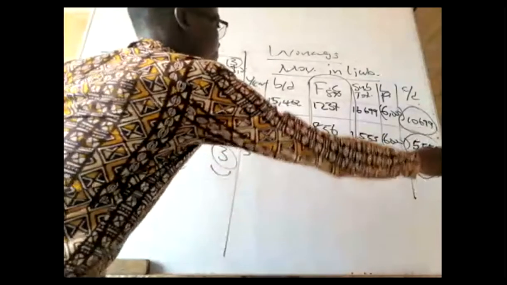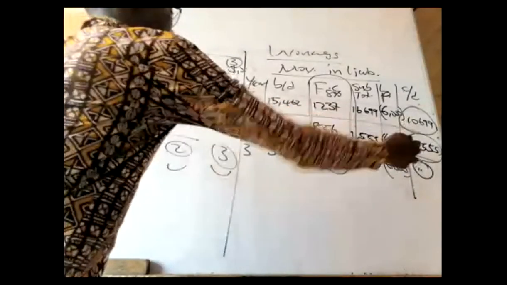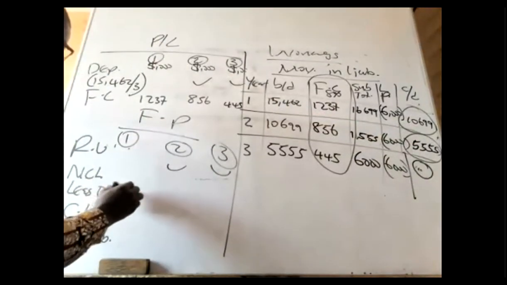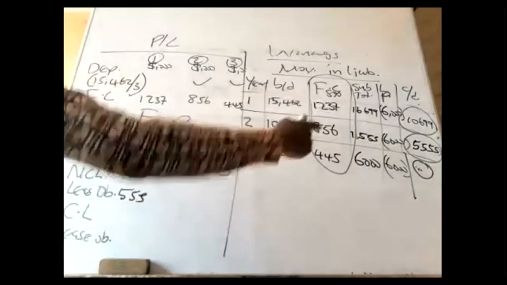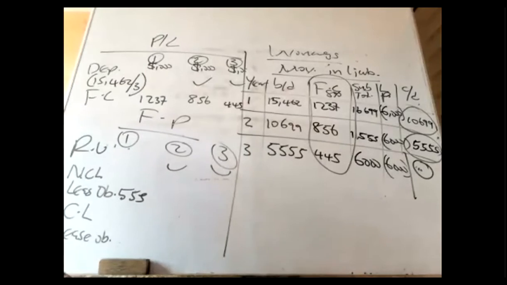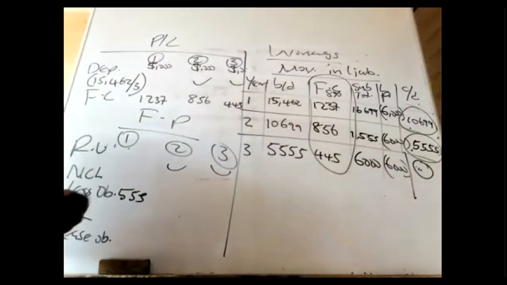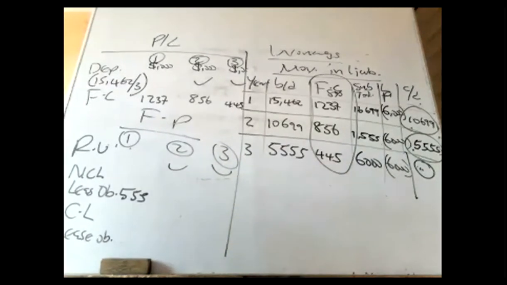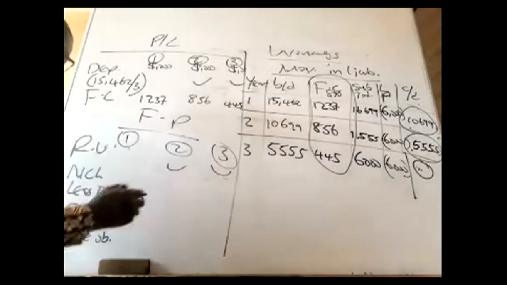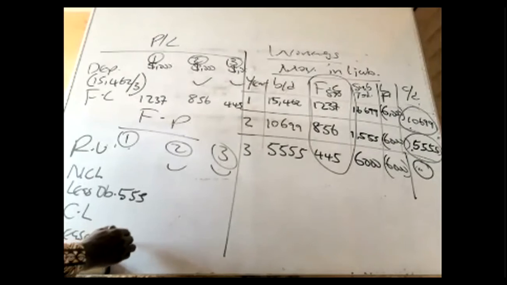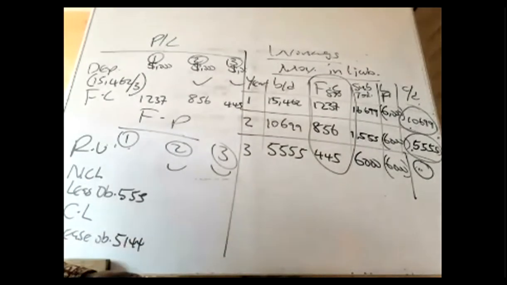So this is the balance. This is the next year, the balance left is 5,555. So here non-current liability becomes 5,555. Then the difference between that figure and 10,699 becomes the current liability. So the difference between this and this becomes the current liability. That will give us 5,144. So 5,144.